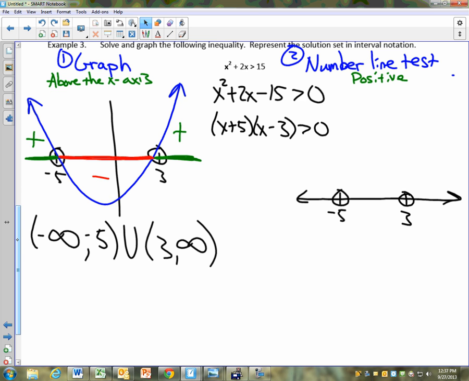Now, I know, again, you might be thinking to yourself, why would we do it this way when we can do the graphical method? Because we're going to try harder problems. So I just want you to see this basic method right now. I'm going to test points.